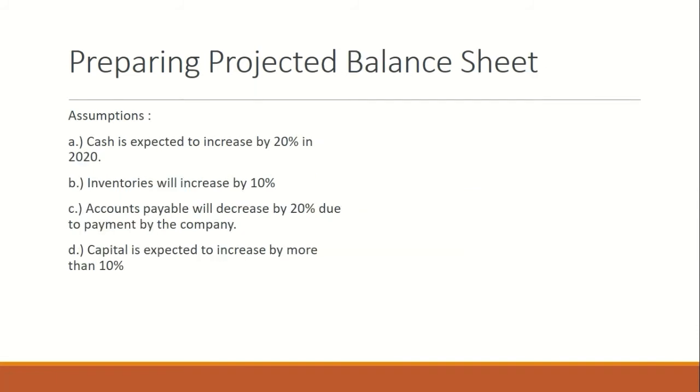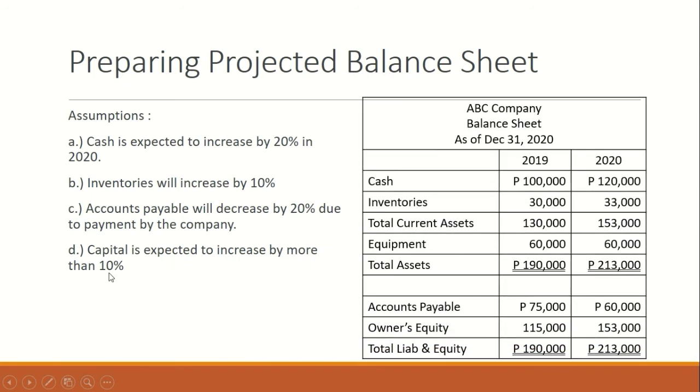Preparing projected balance sheet. So meron din tayong assumptions. Cash is expected to increase by 20% in 2019. Inventories will increase by 10%. Accounts payable will decrease by 20% due to the payment by the company. And the capital is expected to increase by more than 10%. So here is the answer.